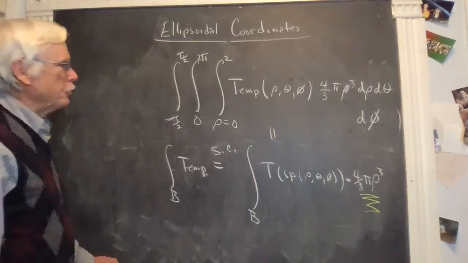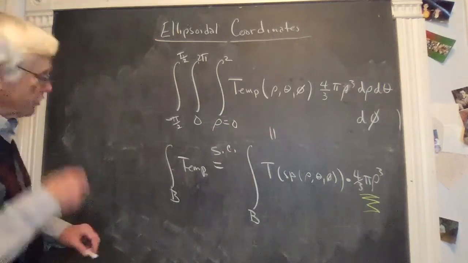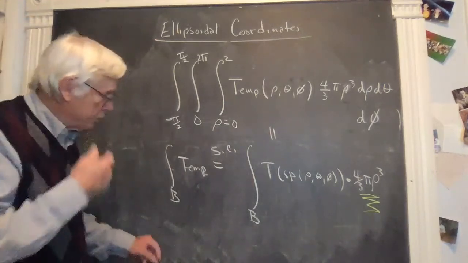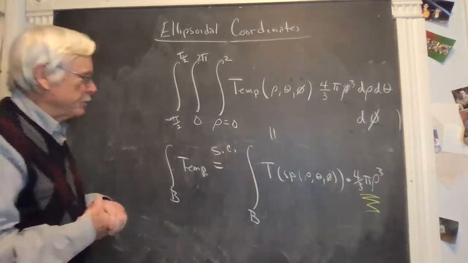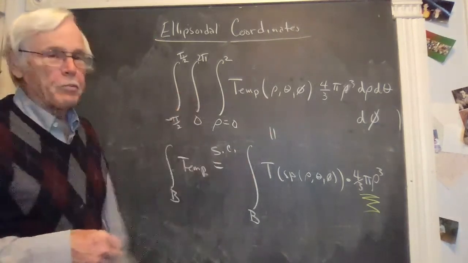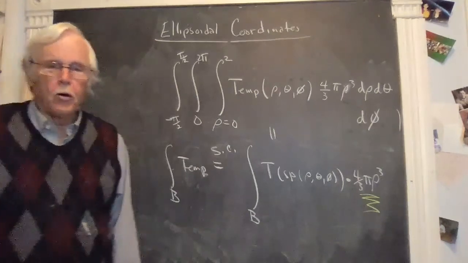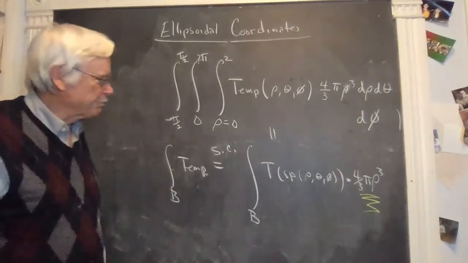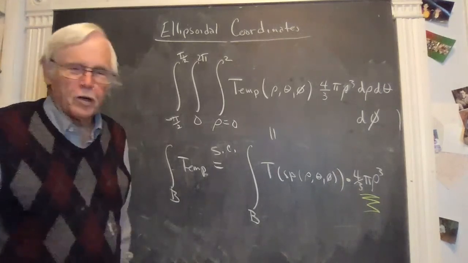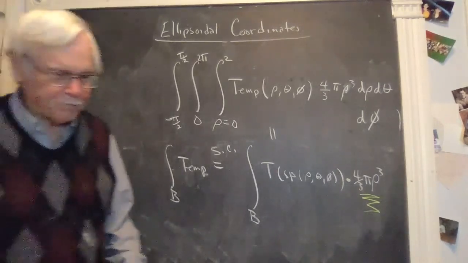And once you do this integral, dividing by 4/3 pi times 2 cubed, the volume of the ball, will give you the average temperature. So this is how this one works. Spherical coordinates, 3 dimensions.